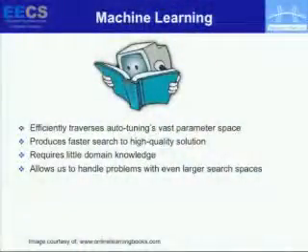So the machine learning approach is kind of promising. It's meant to efficiently traverse this auto-tuning search space and find a high-quality solution quickly. And probably the most important part of it is the fact that it requires little domain knowledge. And I'll talk a little bit more about that. As the problem gets worse, hopefully machine learning can step up and be able to deal with these larger spaces.